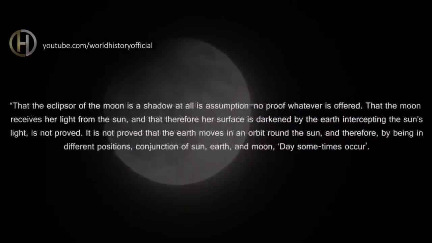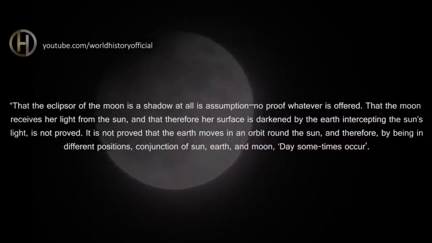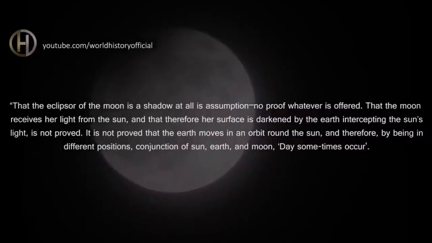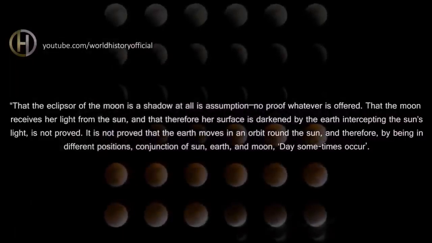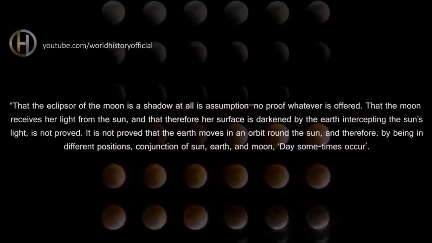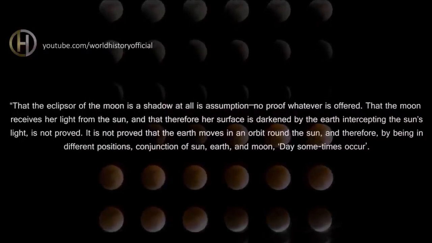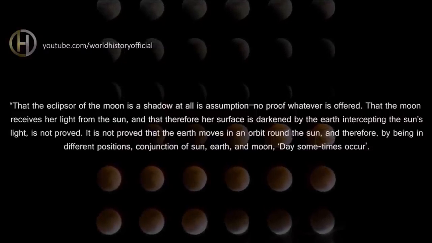That the eclipser of the Moon is a shadow at all is assumption, no proof whatever is offered. That the Moon receives her light from the Sun, and that therefore her surface is darkened by the Earth intercepting the Sun's light, is not proved. It is not proved that the Earth moves in an orbit round the Sun, and therefore, by being in different positions, conjunction of Sun, Earth, and Moon, day sometimes occur.